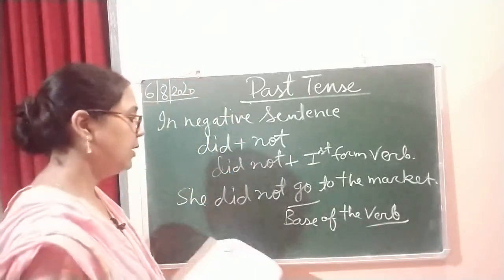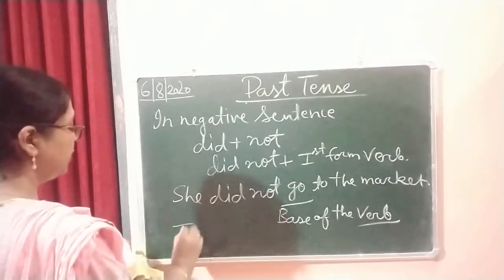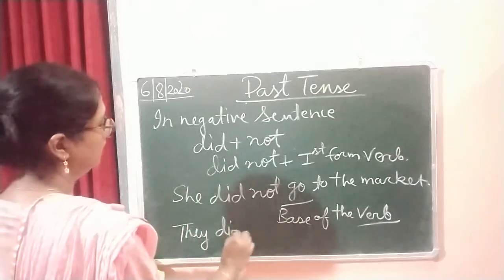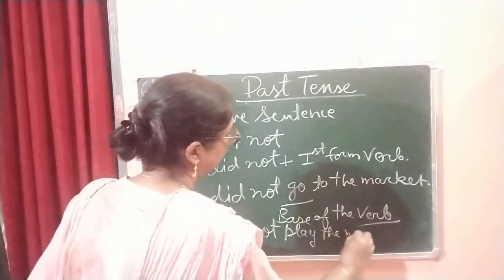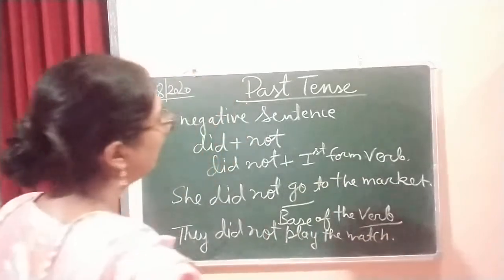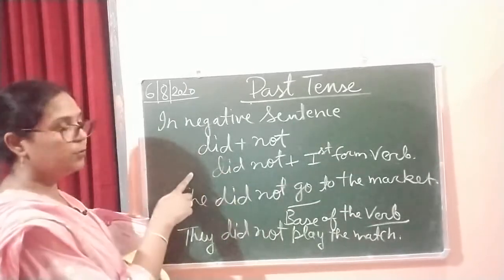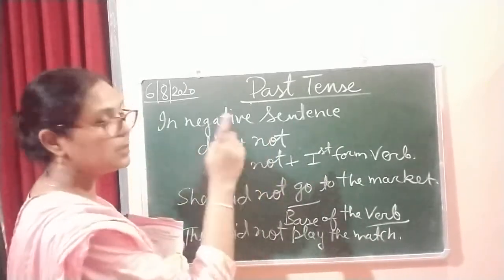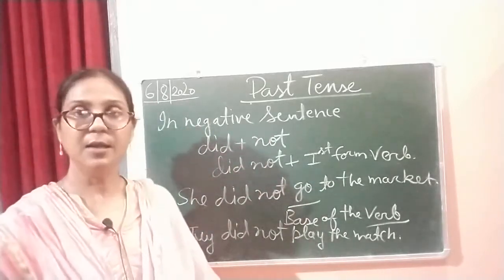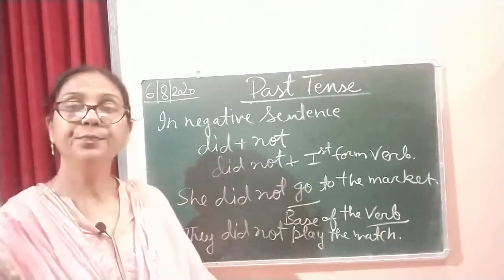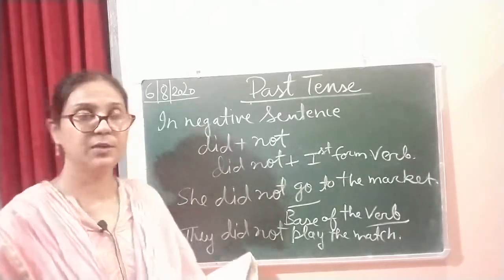Now I am going to give one more example. They did not play the match. Now, in negative sentences, past tense, we are supposed to write did not plus the base form of the verb. This we have to always remember. Now we are moving to interrogative sentences. How are we going to make interrogative sentences in past tense?